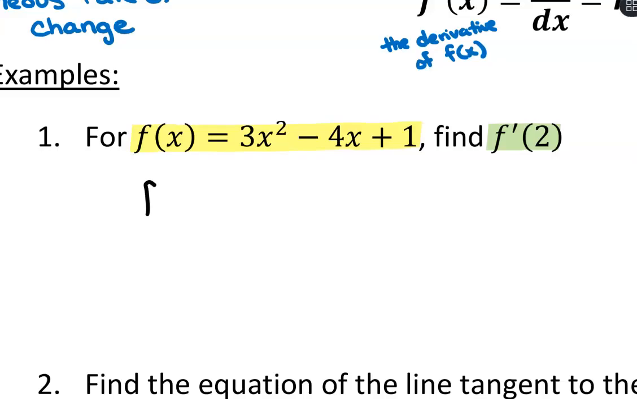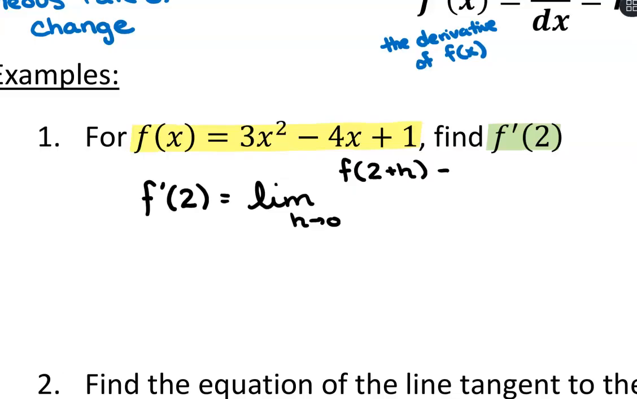So how I could write this is I'm calculating f prime of 2, which would be taking the limit as h approaches 0 of f of, and where it would be x plus h, we're going to be using 2 plus h, minus f of 2, all over h.